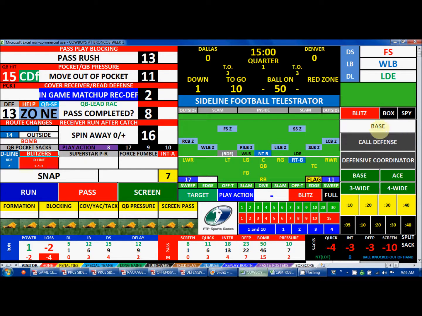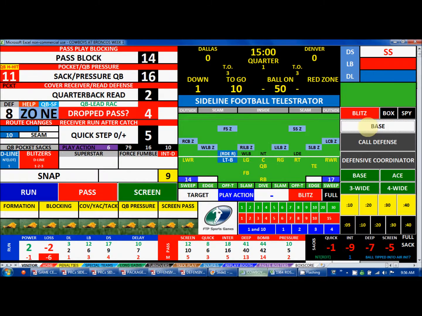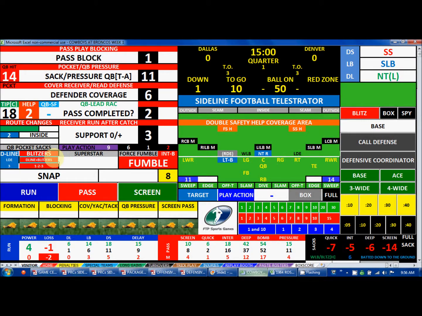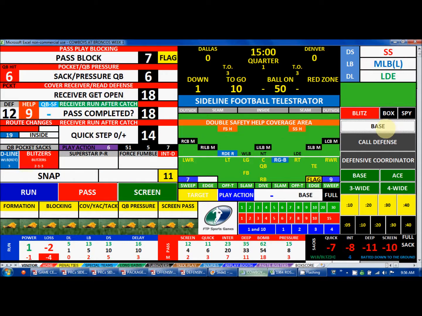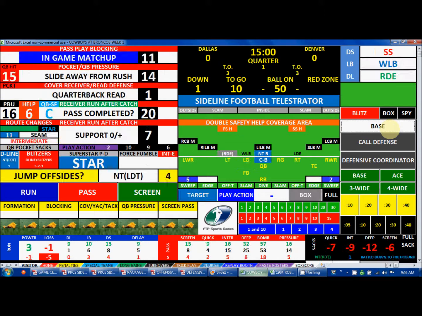Blitzers. If it happens to be a blitz on the play and a sack happens because a quarterback isn't able to maneuver in the pocket, this tells you who is involved. If it's blitzers, or defensive line and blitzers, if it's split, again, it's going to be blitzers or defensive line and blitzers.